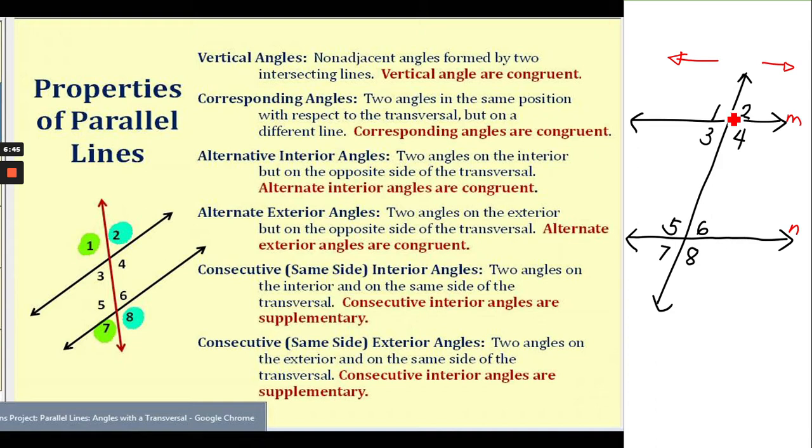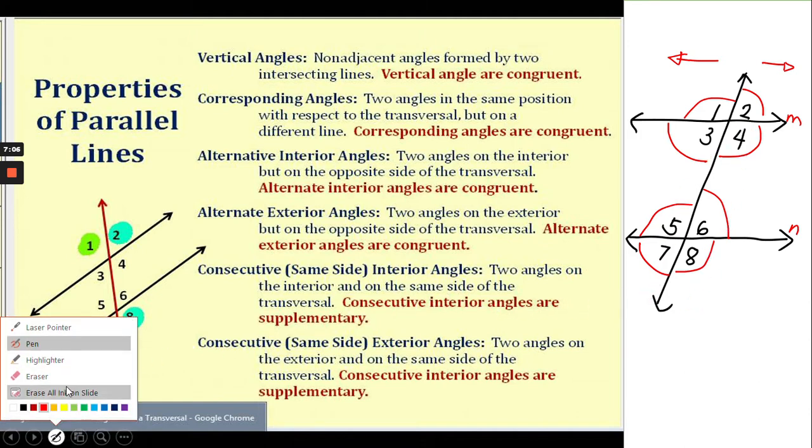Okay, so what are the corresponding angles here? Angle 1 and angle 5, angle 2 and angle 6, angle 3 and angle 7, angle 4 and angle 8. Okay, so those are the corresponding angles.